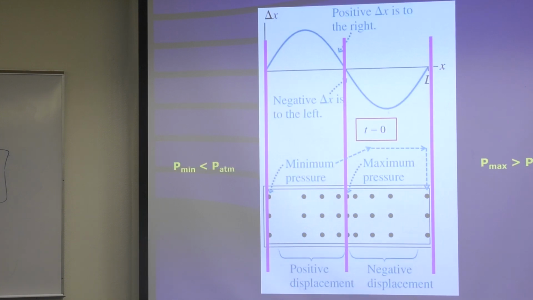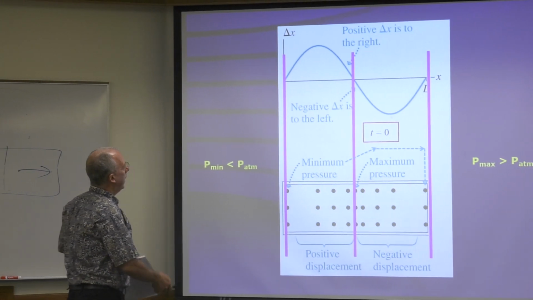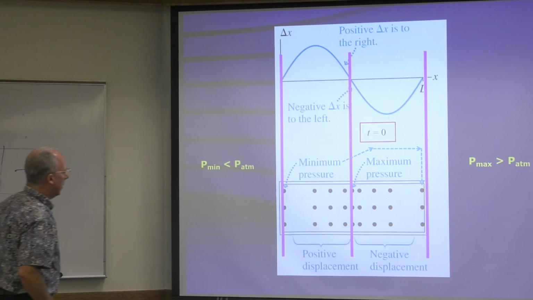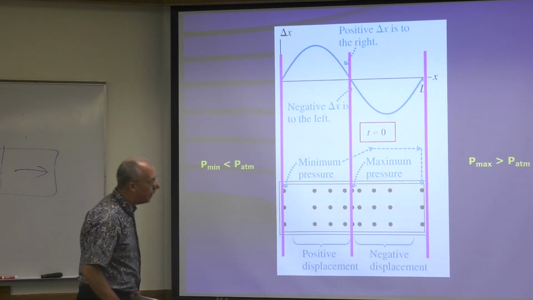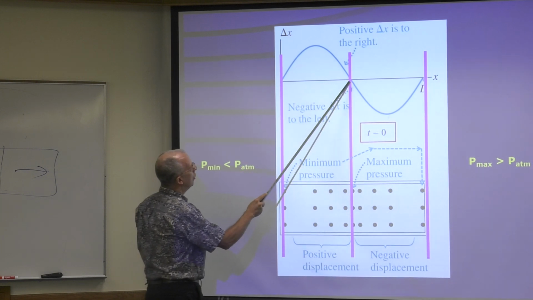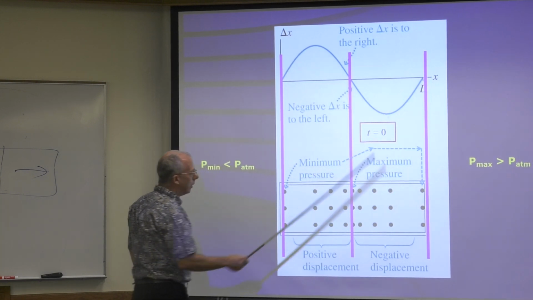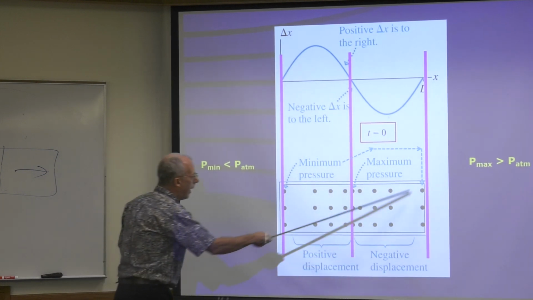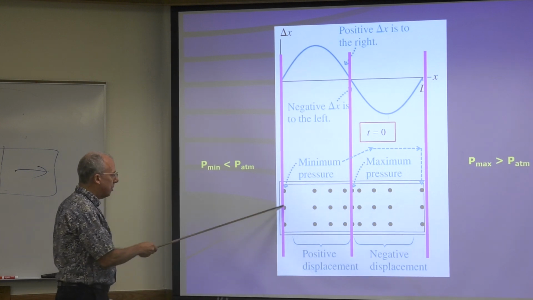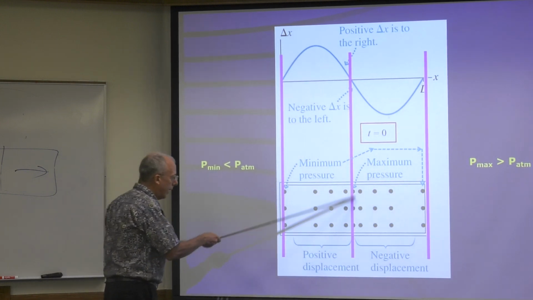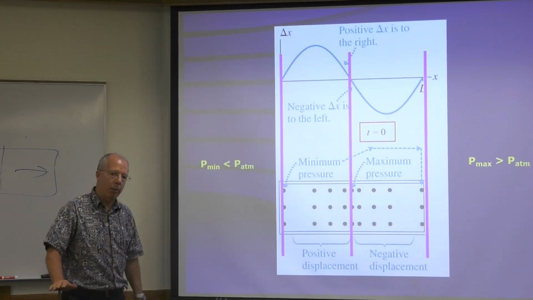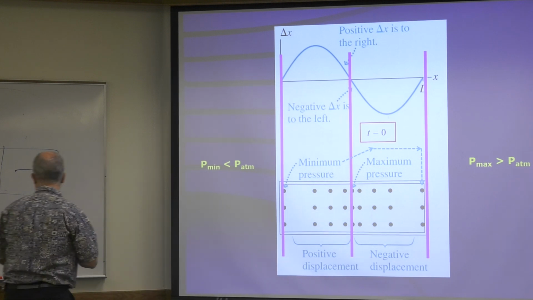Let's put this together. At time equals 0, we had displacement node, node, node. But look at the pressure. We had max here, min here, min here. So this is a pressure antinode, pressure antinode, pressure antinode. So it seems that the displacement nodes occur where the pressure antinodes occur.